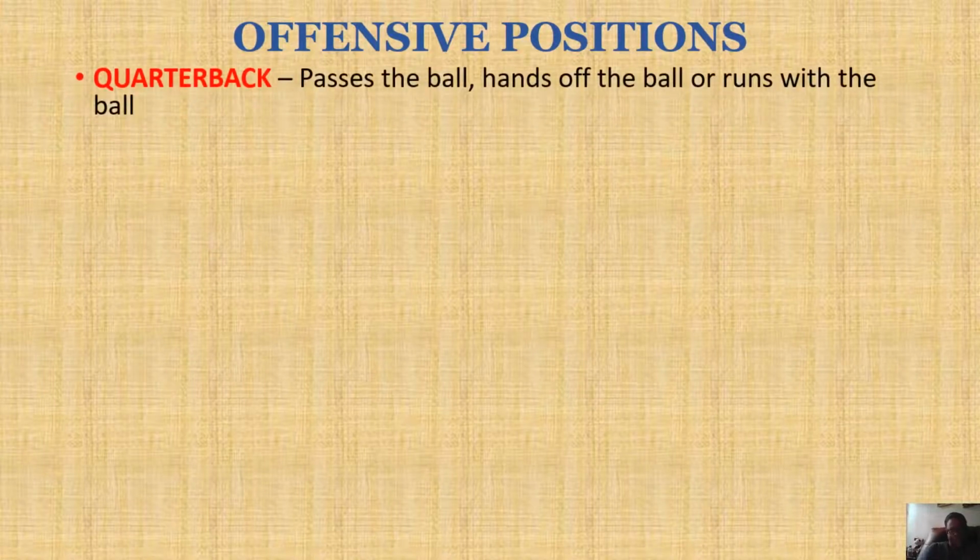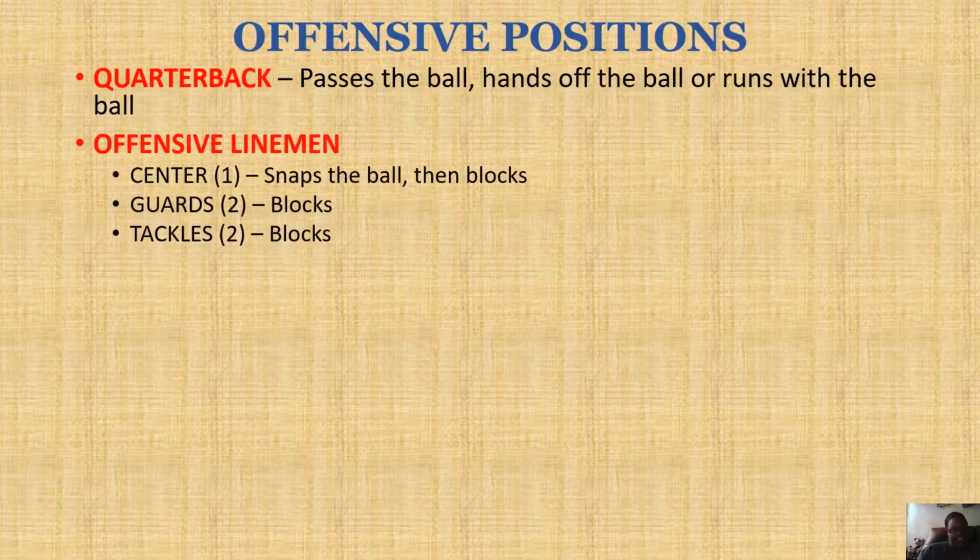Of course, you have your quarterback who passes the ball and hands off the ball or runs with the ball. Some of them do. Your offensive linemen, you have your center. He's the one who snaps the ball to the quarterback, and then he blocks. And then you have your 2 guards and your 2 tackles who block.